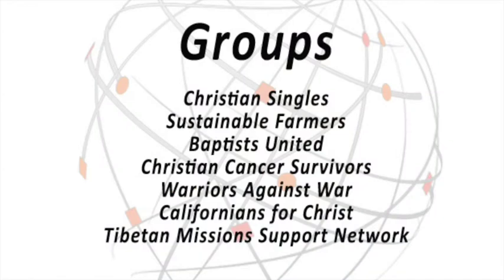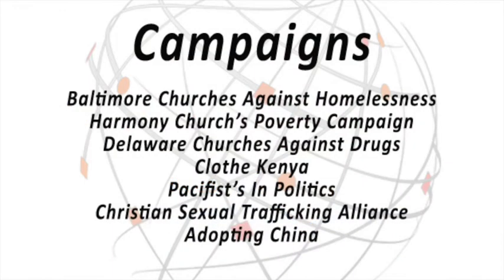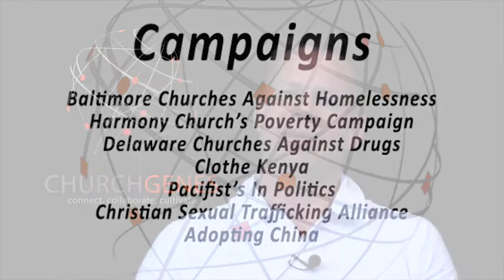A group could be a local Christian singles group, a worldwide group of concerned Christians sharing strategies for sustainable farming, or a denominational group that allows Baptists all over the world to have a common forum for sharing, planning, and connecting. Another category of user-created data set would be a campaign. This would allow a group of churches in an area to work on a common problem. So perhaps you have a large number of churches in Baltimore who want to get together to work to combat homelessness. This site will allow these users to coordinate efforts, share ideas, pool resources, strategize, and visually track campaign results.